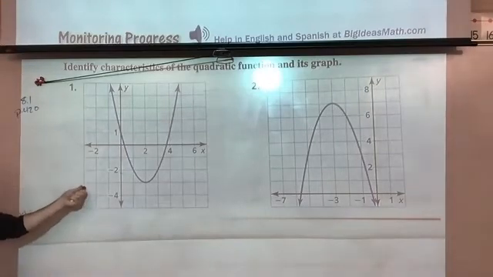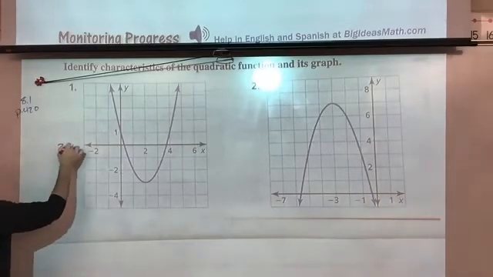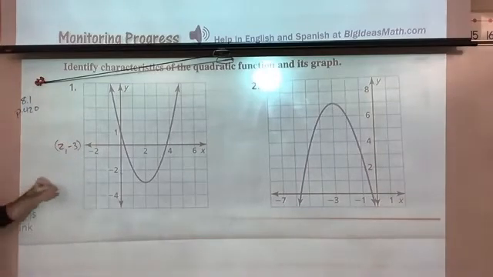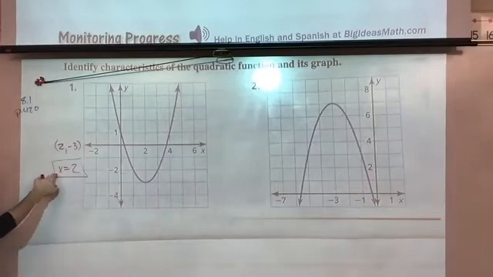All right, what's our vertex for this first one? What's the vertex, James? 2, -3. 2, -3. Okay, there's our vertex. Vertex is a point. Okay, what's our axis of symmetry? Yeah, and it's going to be x is equal to 2. Okay, got to have that x equals.